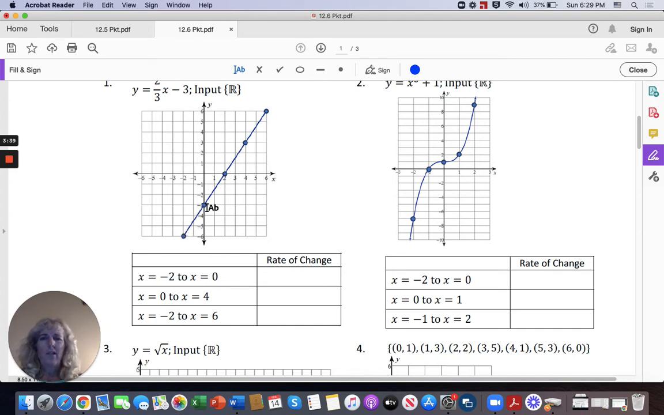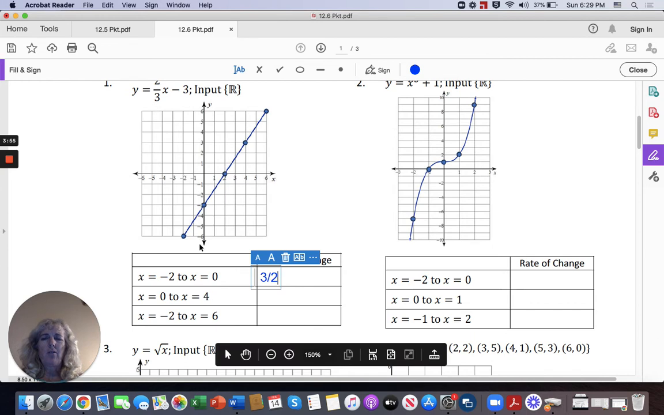So I'm going to say, what is the rate of change? So I can do rise over run from here. So I go 1, 2, 3 over 1, 2. So I say that the average rate of change is 3 over 2. And I can leave it as an improper fraction, and it's fine.